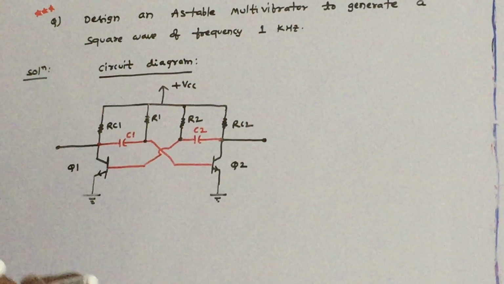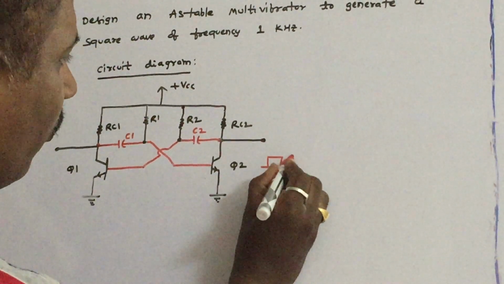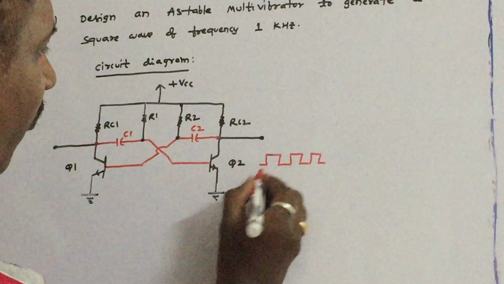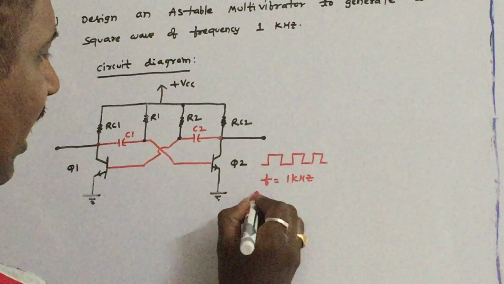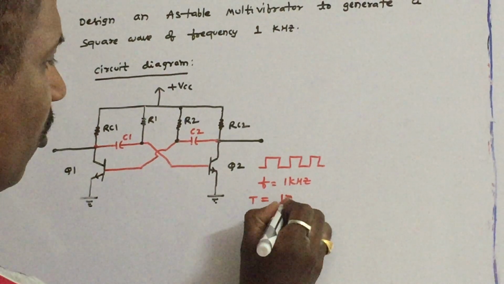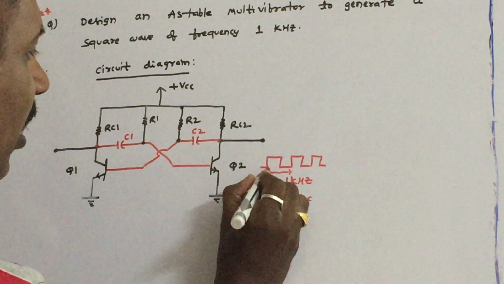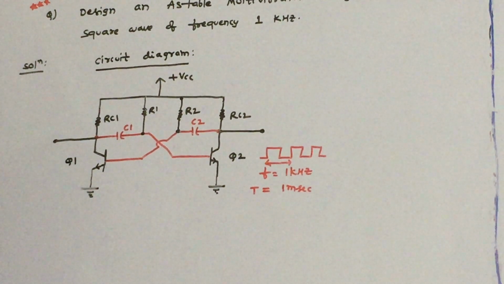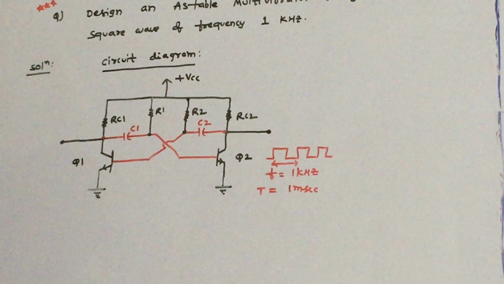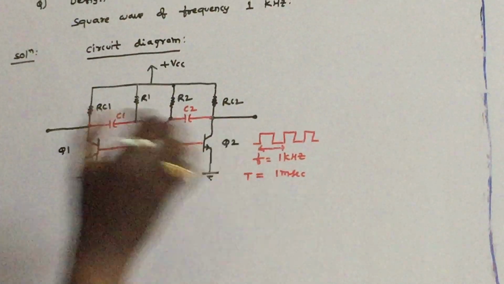So what is given? This circuit has to generate a square wave of frequency how much? Frequency 1 kHz. That means what is the time period? Time period is equal to 1 by f, 1 millisecond. So you have to generate the duration T equal to 1 millisecond. So this is the circuit. For this purpose nothing else is given, just you have to generate the time period of 1 millisecond.